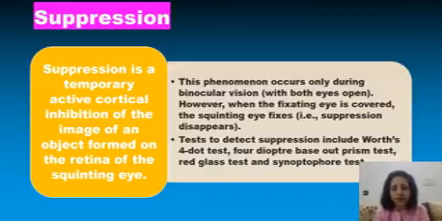First is suppression. Suppression is a temporary, active cortical inhibition of an image of an object formed on the retina of the squinting eye. This phenomenon occurs only during binocular vision when both eyes are open, and when the fixating eye is covered, the squinting eye fixes and the suppression disappears. To test suppression: Worth's 4-dot test, 4 diopter prism base-out test, red glass test, synoptophore test.